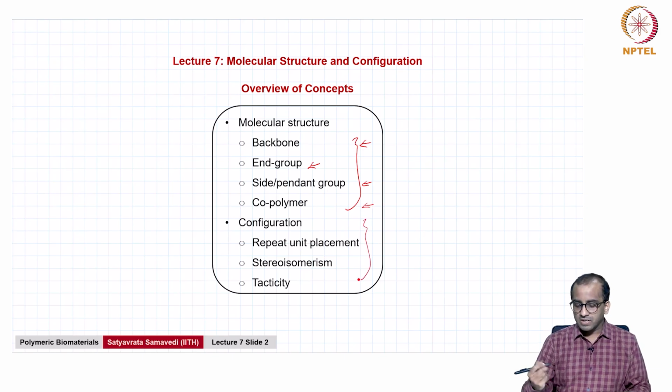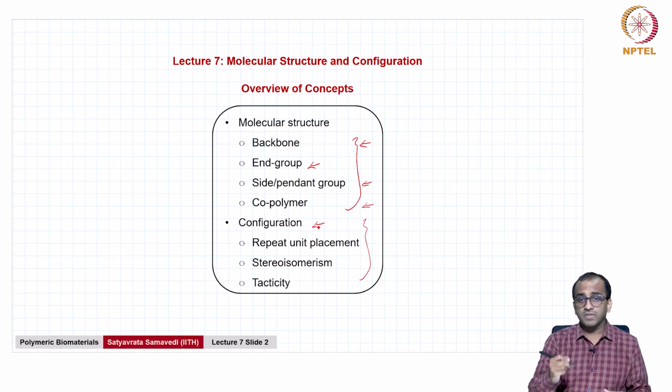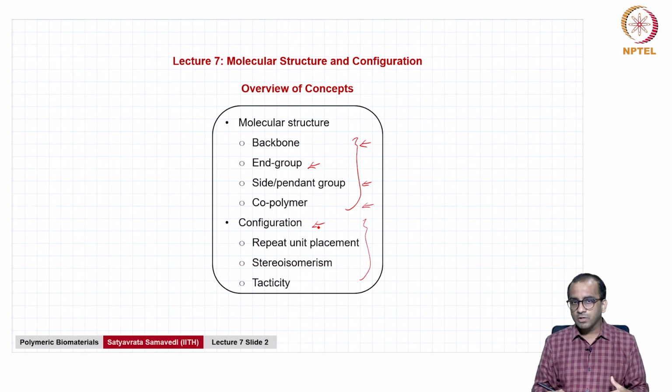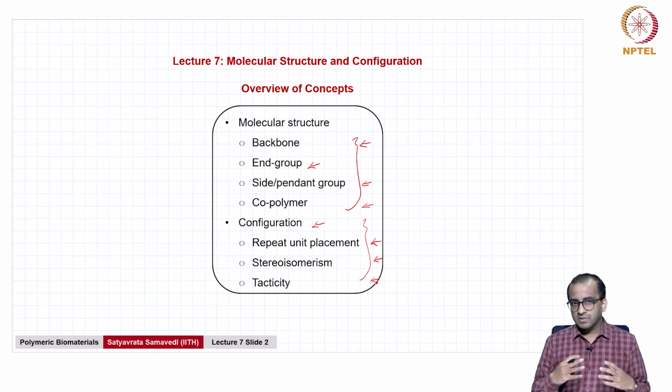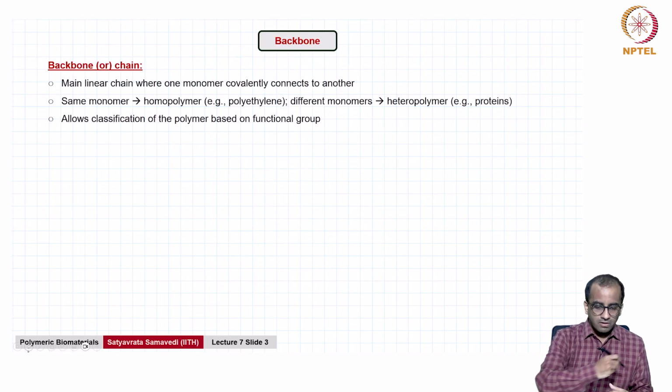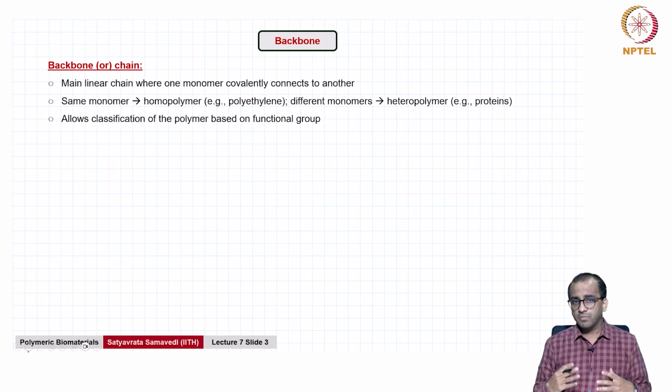And in the second part of this lecture, we will look at how some of these chain structures get fixed during synthesis under the broad umbrella topic of what we will call configuration of the polymer, under which we will look at a few different dimensions to configuration, where we will be looking at how repeat unit placement, isomerism, particularly optical isomerism, and tacticity as being different dimensions using which we can think of configuration. So, with that we will first get started with what do we mean by the backbone of the polymer.